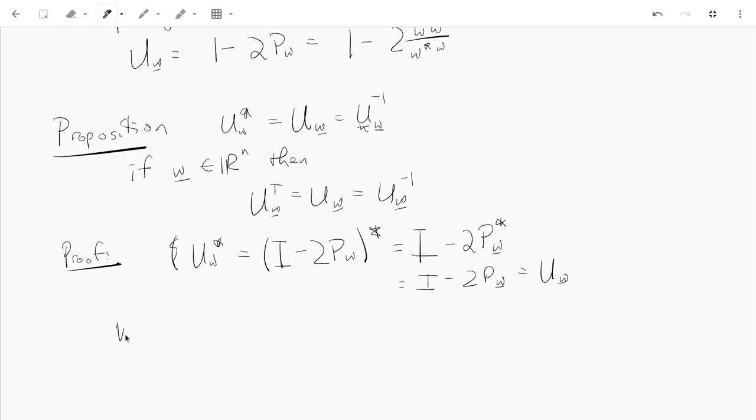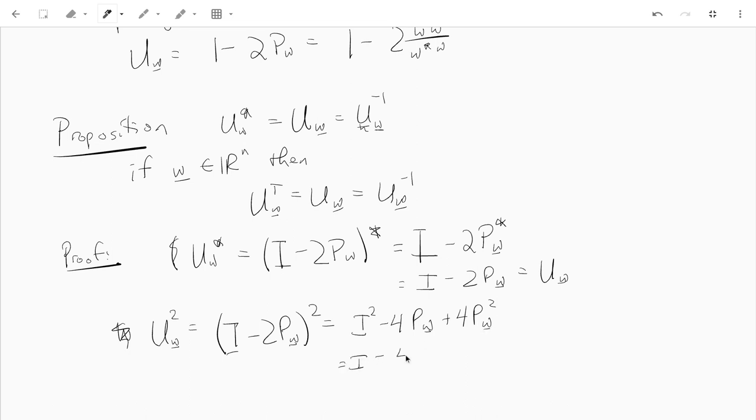And what about U_w squared? That's just identity minus 2 times the projection, squared. Now multiply everything out. You get identity squared minus 2P_w times identity minus identity times 2P_w, so minus 4P_w, and then plus 4P_w squared. Okay, but P_w is a projection, so P_w squared equals P_w, and I squared is I. And they cancel. In other words, you get the identity. Therefore, U_w is U_w inverse. And since U_w star equals U_w, all of U_w star, U_w, and U_w inverse are the same.